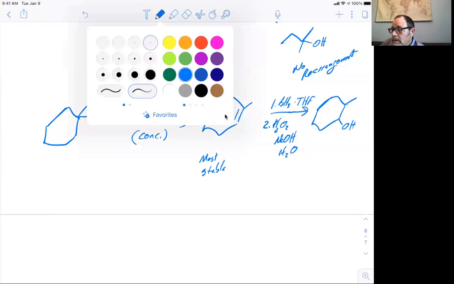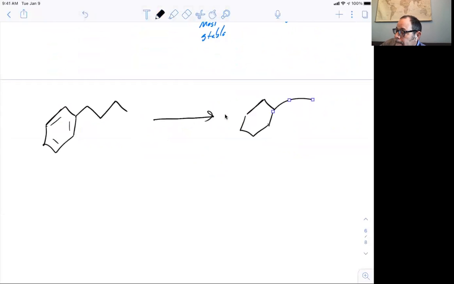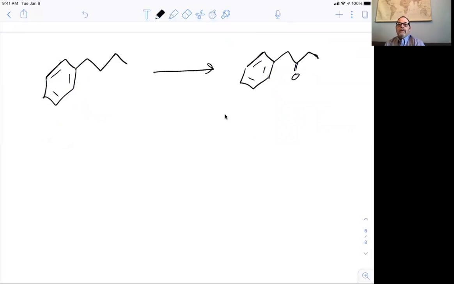Okay. All right, let's do another one. Taking too long to draw that. Okay, this one's a little tougher. Let's take a couple minutes on this one.